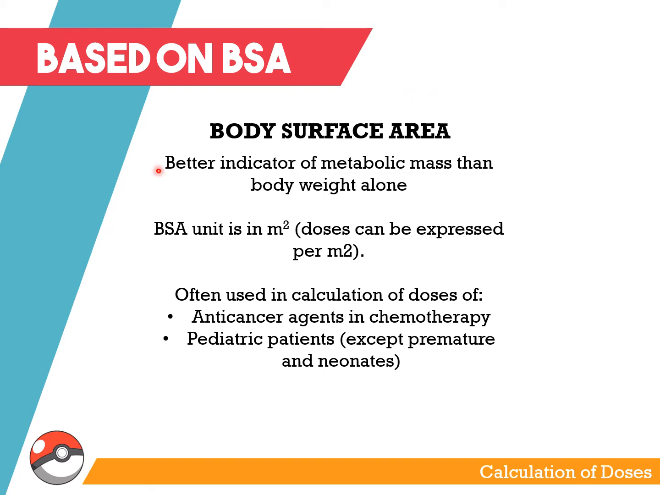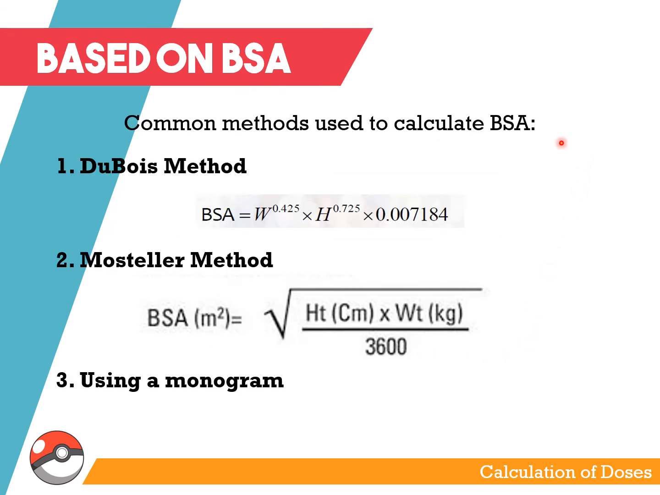So another method is based on BSA or body surface area. So this method is a better indicator of metabolic mass than body weight alone. So BSA unit is in meters squared. So doses can be expressed per meter squared. So often used in calculation of doses of anti-cancer agents in chemotherapy and pediatric patients except for premature and neonates. So common methods used to calculate BSA include the Boyd method, Mosteller method, and using a nomogram. So memorize this again, okay?